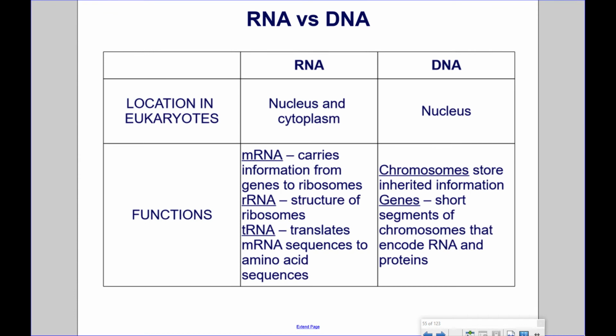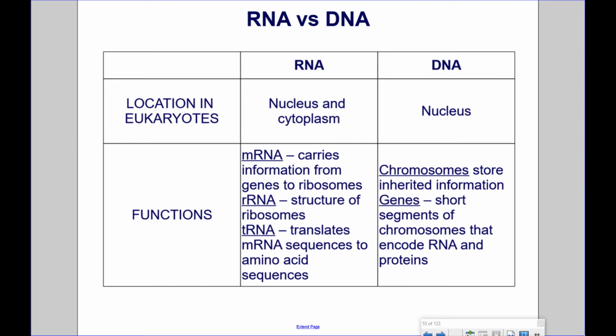RNA versus DNA. RNA is located in the nucleus and cytoplasm of eukaryotes, while DNA is just located in the nucleus. The functions of RNA vary. It could be in the form of mRNA, which is messenger RNA, carrying information from genes to ribosomes. rRNA, or ribosomal RNA, forms the structure of ribosomes. tRNA, or transfer RNA, translates mRNA sequences to amino acid sequences.